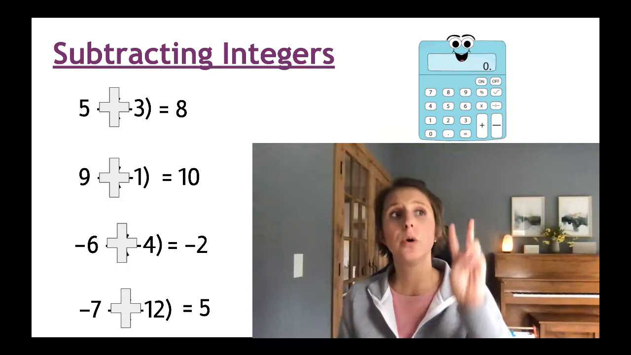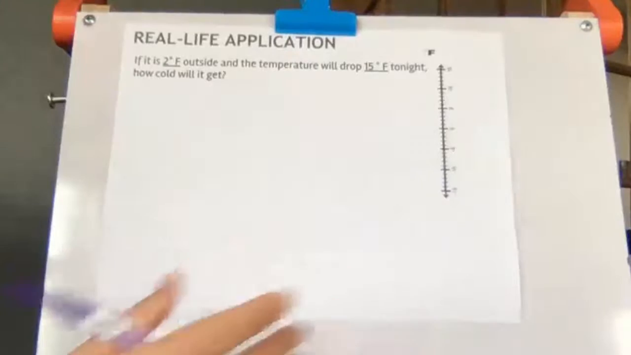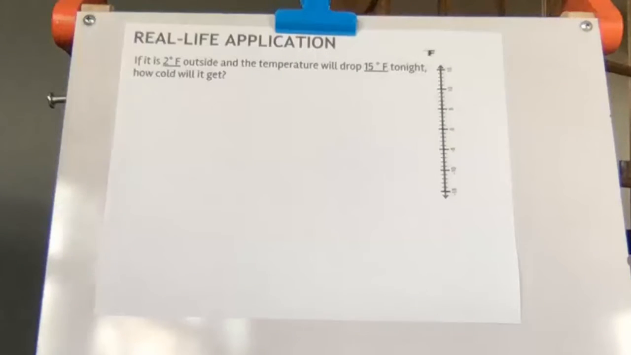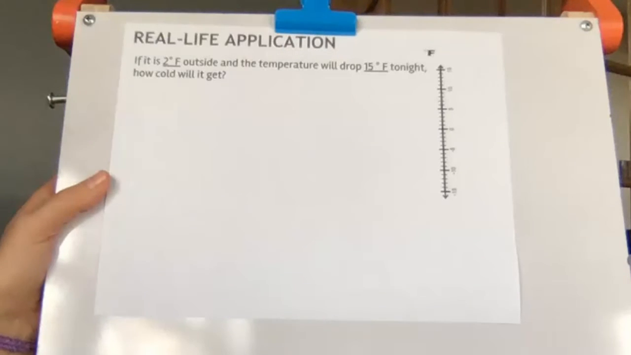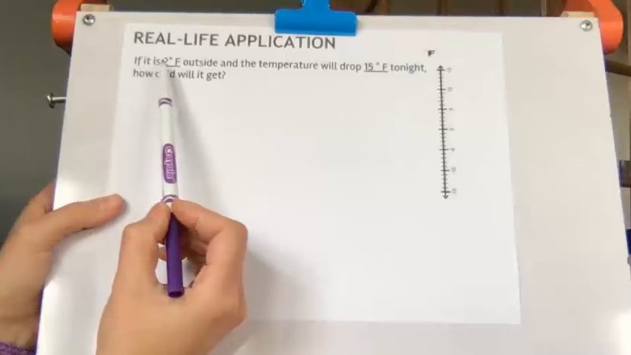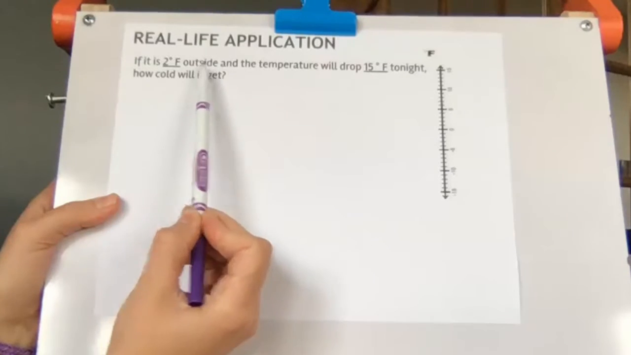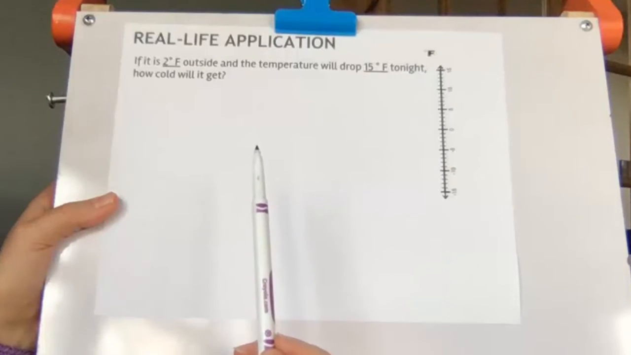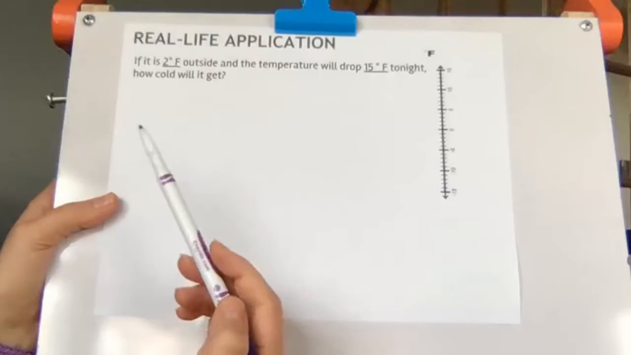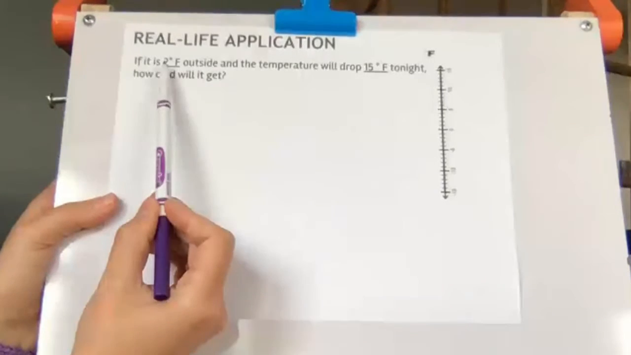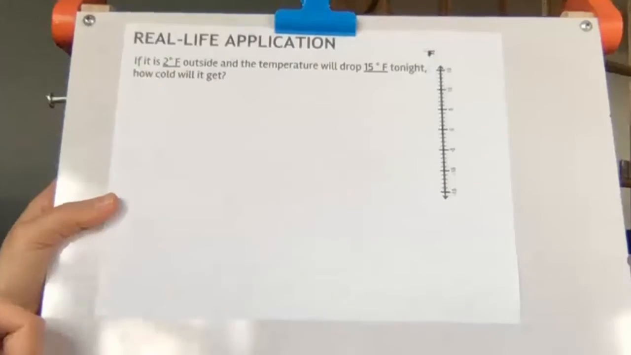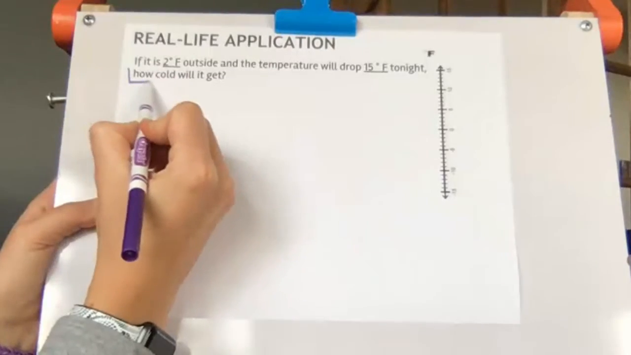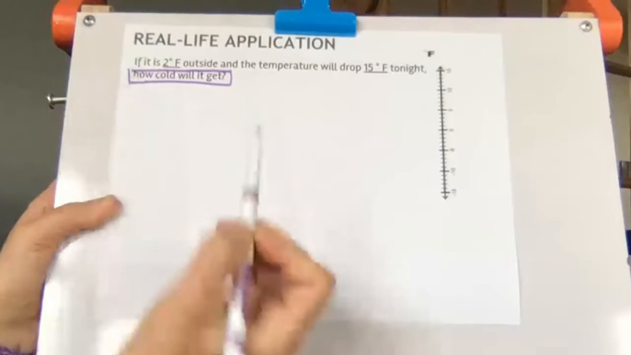We have 2 real-world application problems. Find the 2 real-life application problems on the back of your notes, and you have a couple things that you need to fill in with each problem. So if it is 2 degrees Fahrenheit outside and the temperature will drop 15 degrees Fahrenheit tonight, how cold will it get? You need to fill in the degrees in that problem. We're trying to figure out how cold it will get.